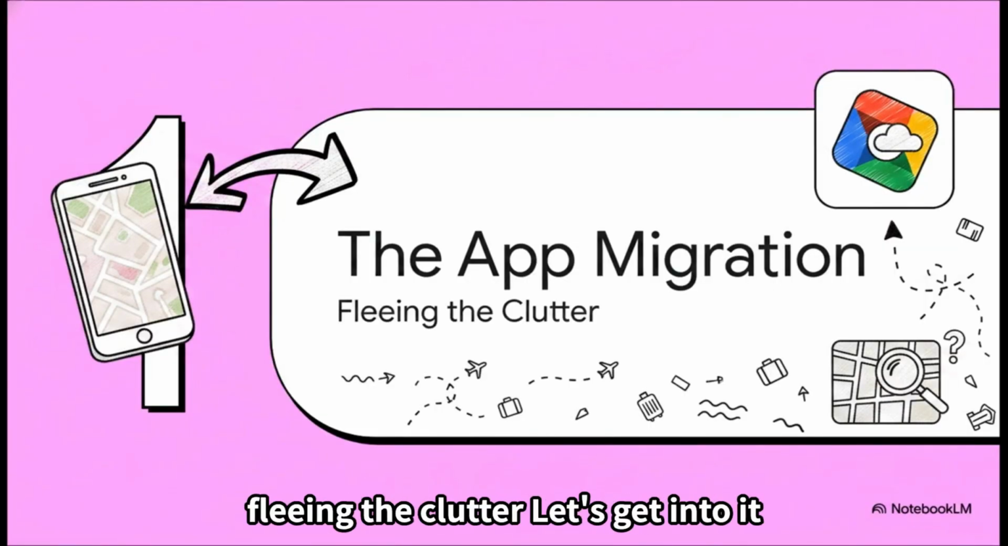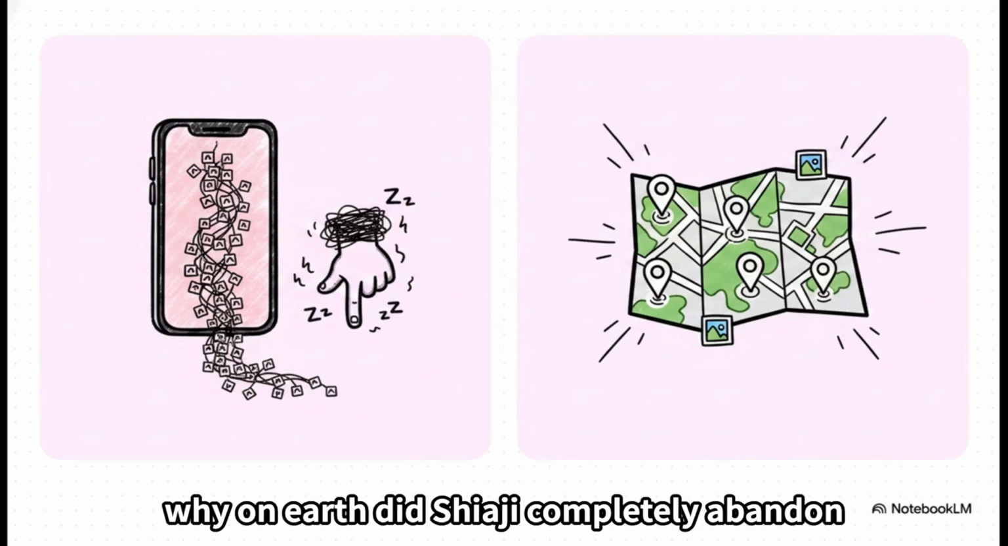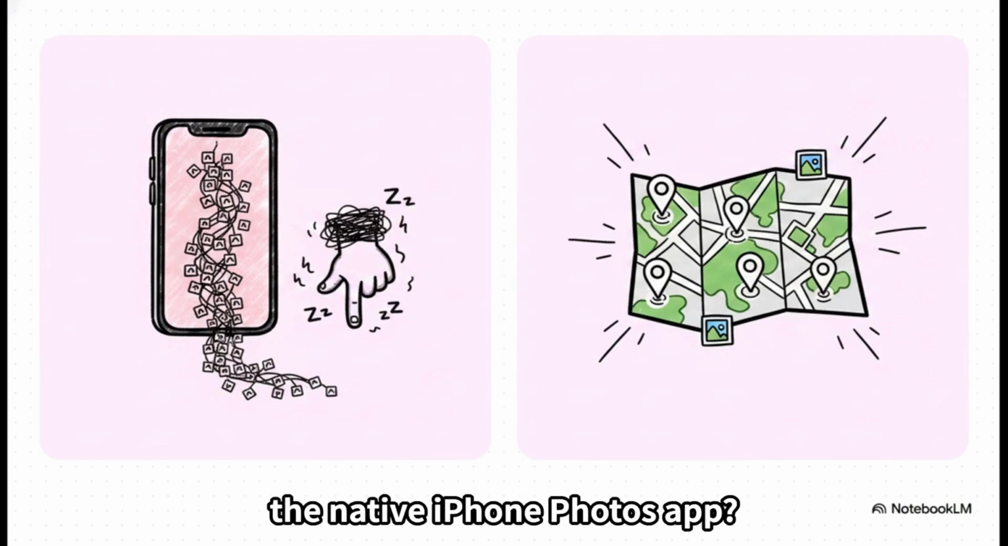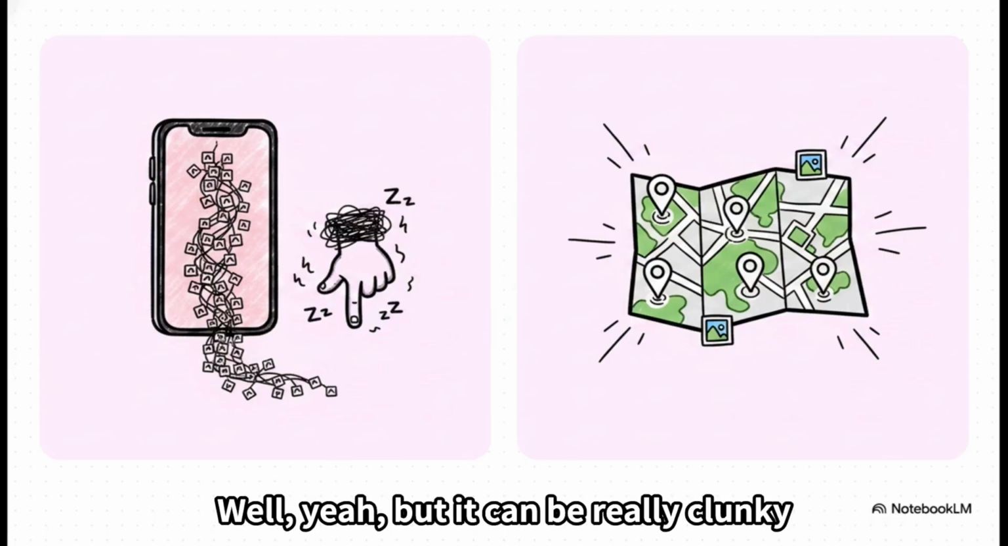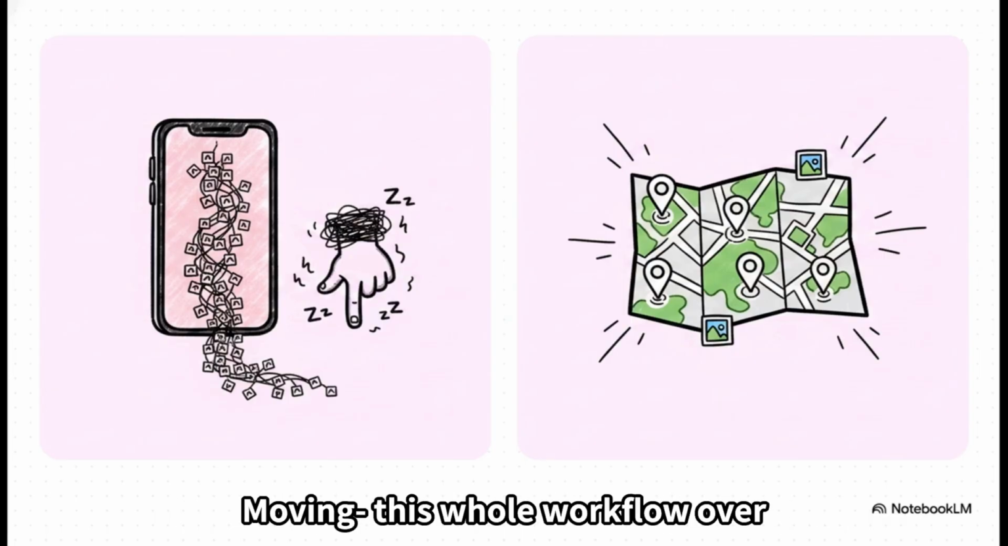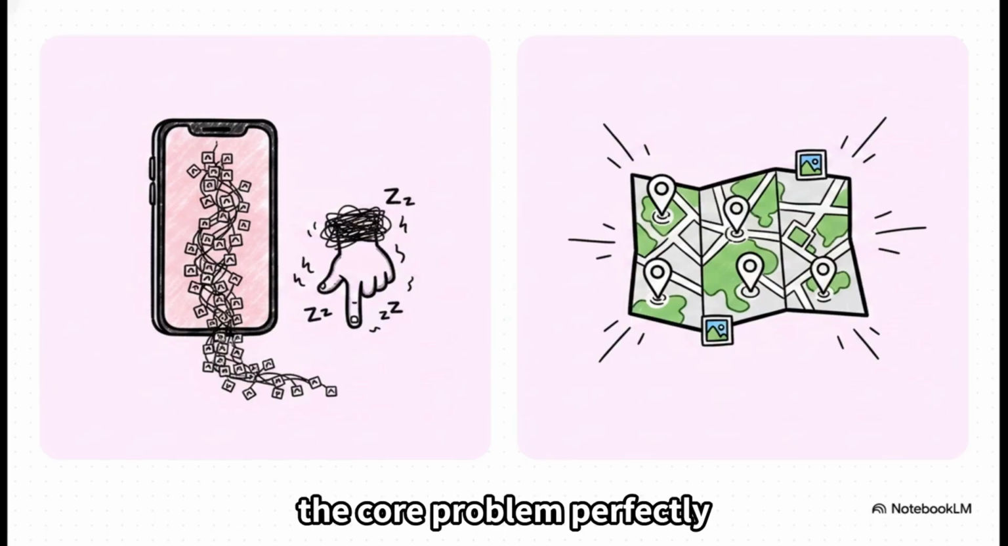Let's get into it. Now you might be wondering, why on earth did Shinji completely abandon the native iPhone Photos app? I mean, the iPhone has a map feature, right? Well, yeah, but it can be really clunky. Moving this whole workflow over to Google Photos solves the core problem perfectly.